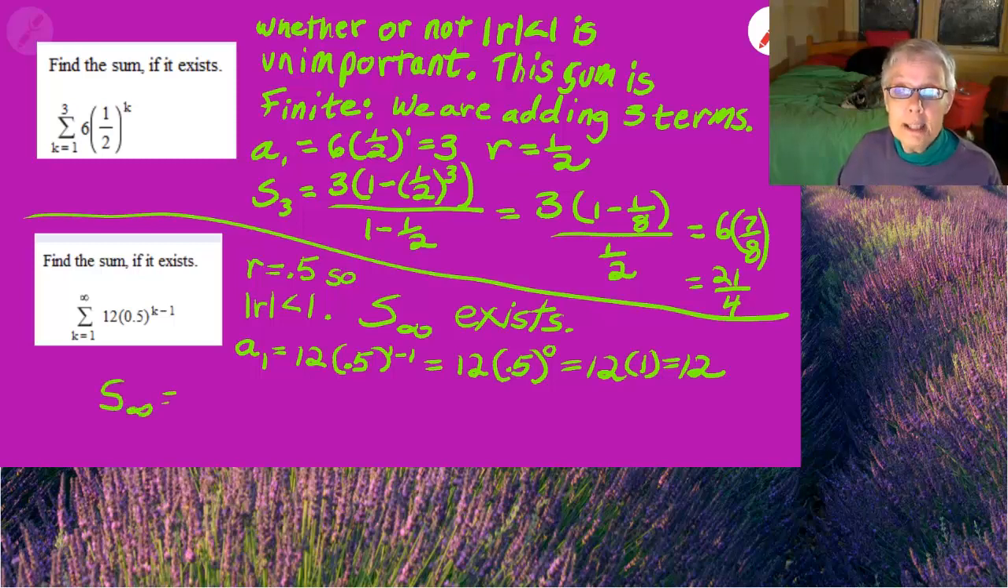So the infinite sum is going to equal the first term divided by 1 minus r. So 12 over 1 minus 0.5, that's going to be 12 over 0.5, which is 24. 24 is the sum of our infinite number of terms.